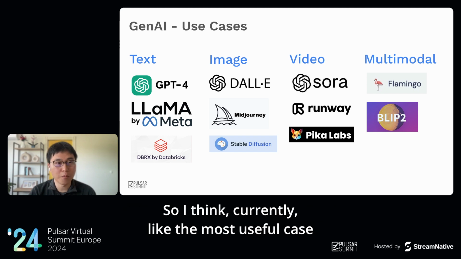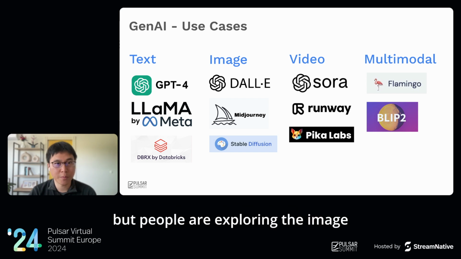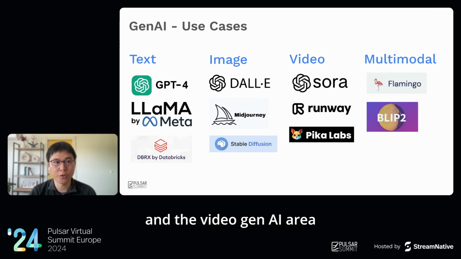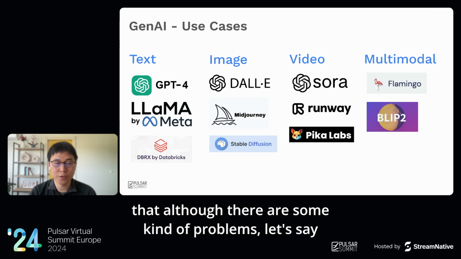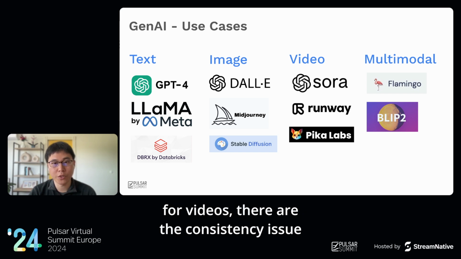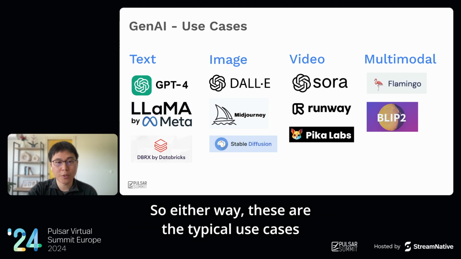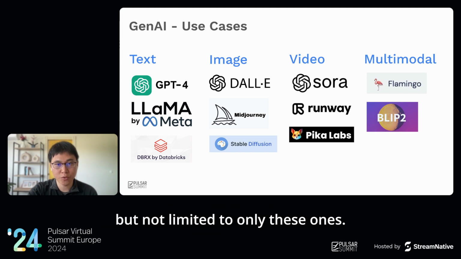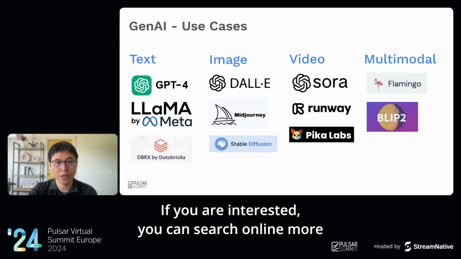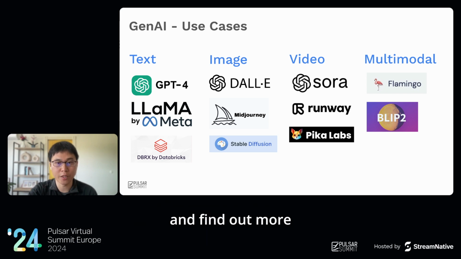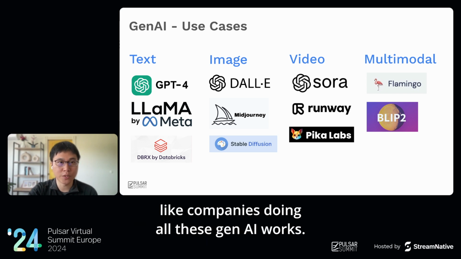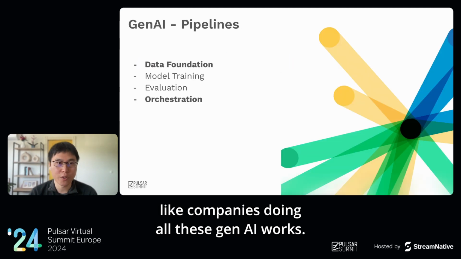I think currently the most useful case is still text, but people are exploring the image and video GenAI areas. Although there are some problems, for example with videos, there are consistency issues and limits on video length. Either way, these are the typical use cases, but not limited to only these ones. If you are interested, you can search online and find more companies doing GenAI work.